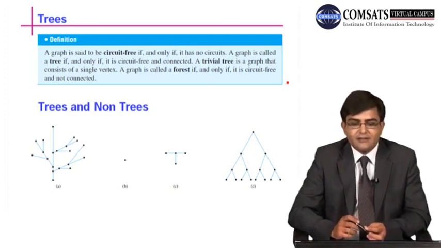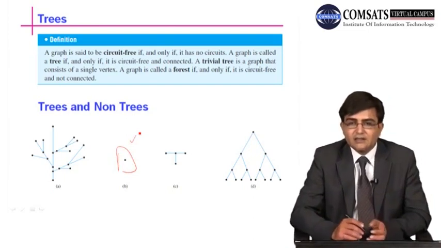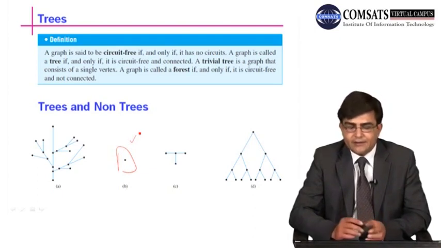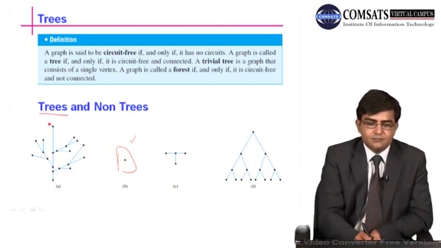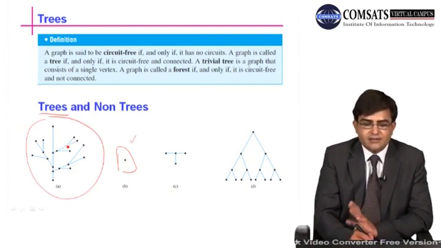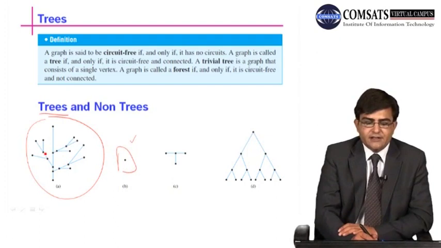And a trivial tree is a graph that consists of a single vertex. That is, if you are given one vertex here, for example, this graph is basically a tree, but it is a trivial tree. So what is a tree? Basically a tree is a graph which is circuit free and connected. So here are examples of some trees. This is basically a tree. This is a graph. Yes. It's connected. Yes. It is circuit free. Yes. There is no circuit.